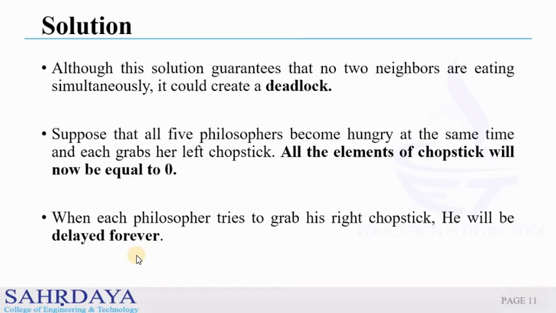So as I said, just consider when all 5 philosophers want to eat. They pick up their left chopstick first and then try to pick their right chopstick. But they won't get the right chopstick because it is already picked by one of the other philosophers. So the philosopher will be delayed forever, waiting for the right chopstick, thus creating a deadlock situation.